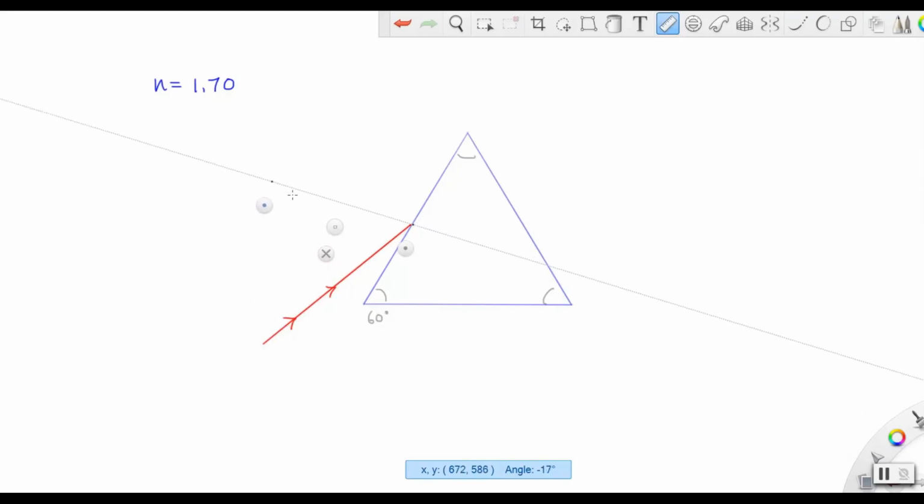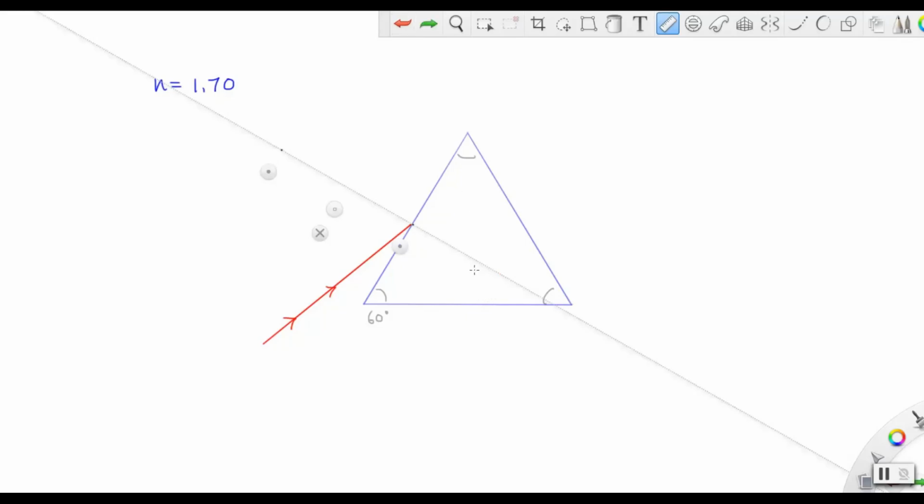Our triangle is at 60 degrees. Then that means that we should be at 30 degrees here in order to make sure that this is 90 degrees. So this would be 30 degrees here. This angle here would be 30, this is 60, and therefore this is 90 because they all have to equal 180. So that's one of our features of triangles, right? So we draw our normal to the surface because it's always rule number 1, right?